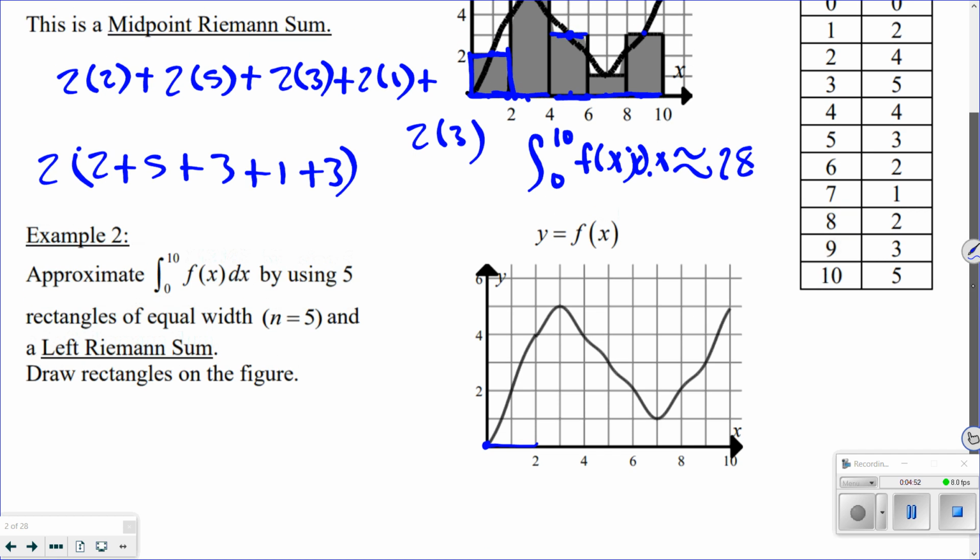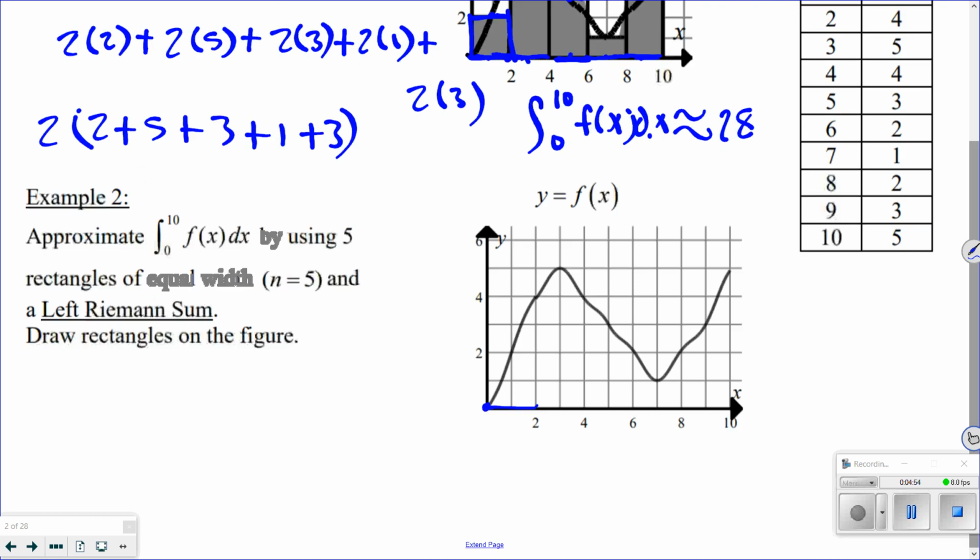I don't know if you can see that table up there. Right, at 0, it's equal to 0. So this one really has a height of 0. Since they have equal widths, I'm going to use my shortcut. I'm going to take the width, which is 2. All the rectangles have a width of 2, and the first height is 0.